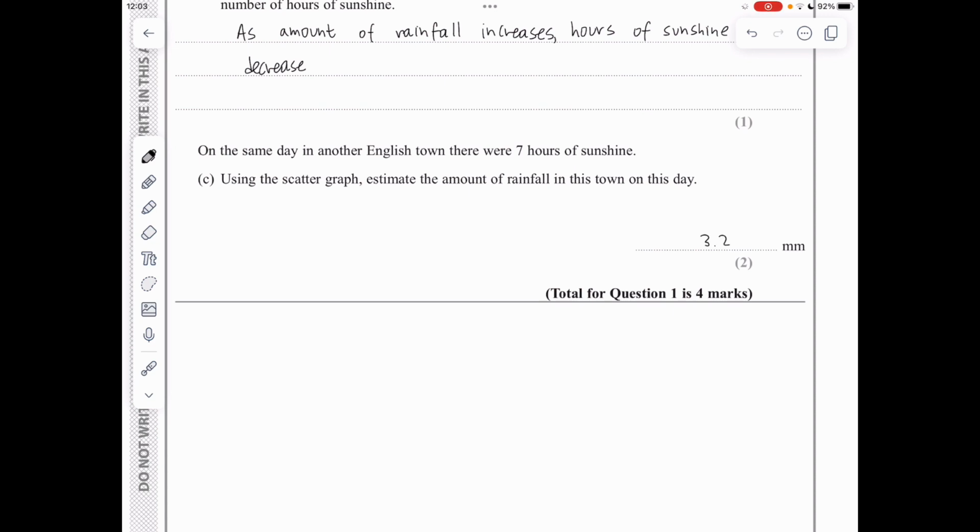However, because this depends on the straight line that we have drawn, and each one of us might have drawn something a bit different, the examiner here is accepting anything between 3 and 4.